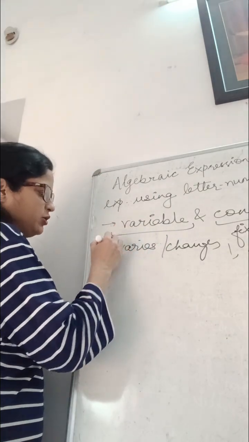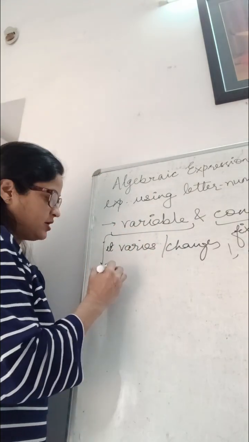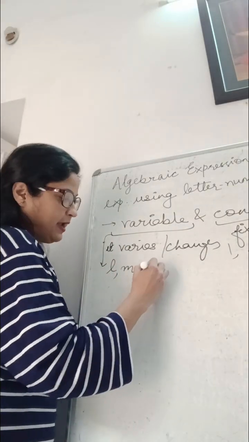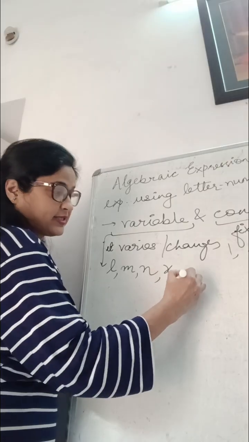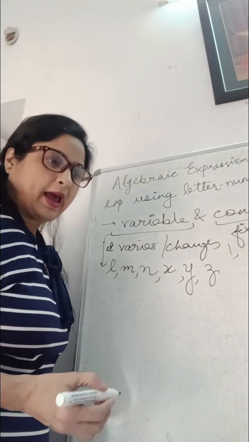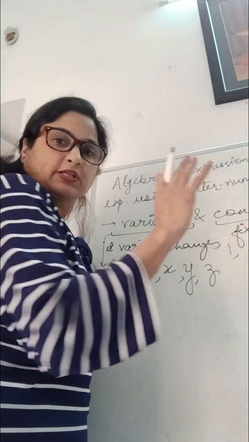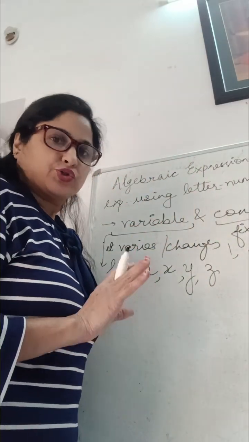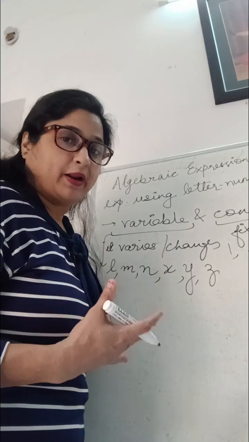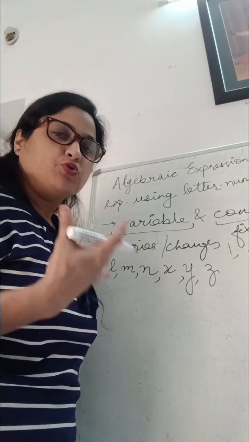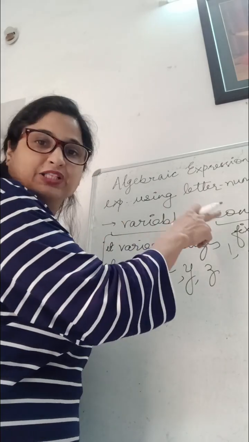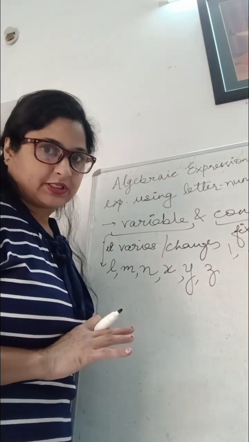And the variables we usually refer to by letters. It can be L, it can be M, it can be N, it can be X, it can be Y, it can be Z. And a constant remains constant. So now, whenever we have to do any operations, whatever arithmetic operations we are solving, we use these variables as well as the fixed numbers, which are called constants.